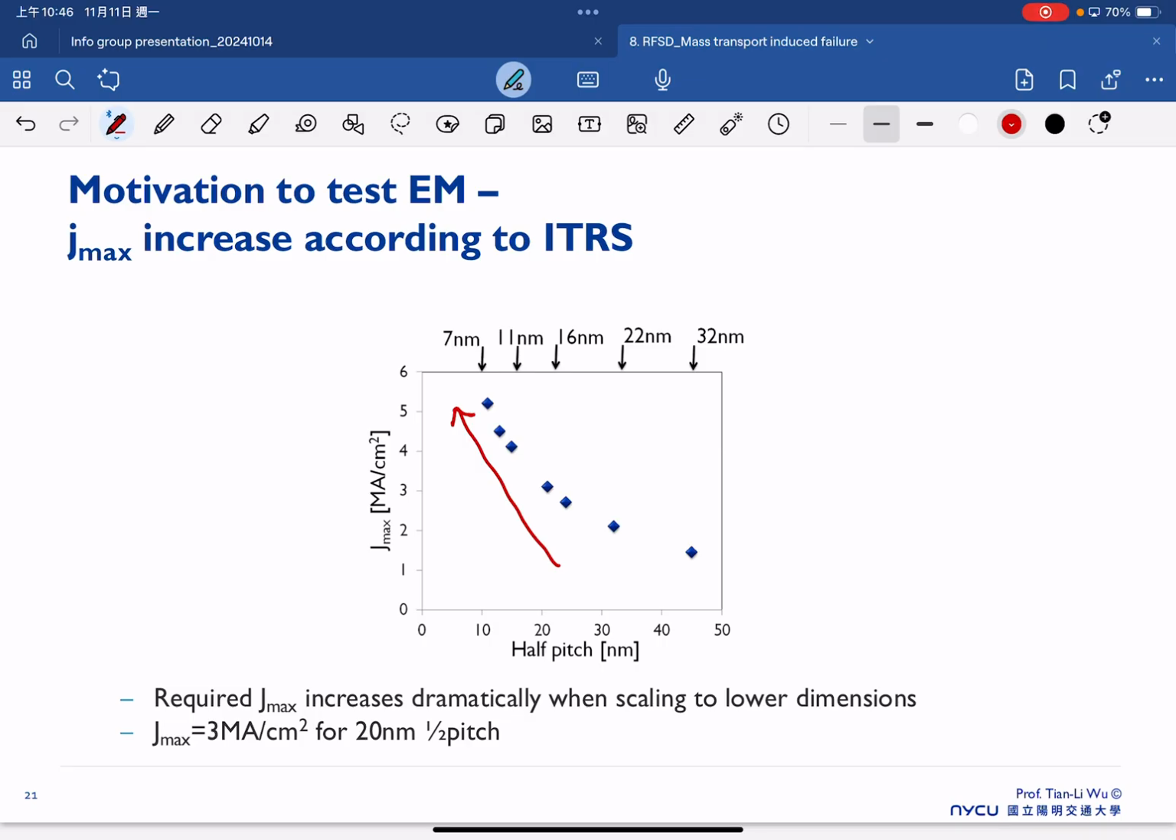So if you look back at the previous equation, when we talked about the issue related to electron migration, you will definitely figure out that the current density is one of the key factors. As long as you have a high current density, you always get a problem with electron migration. And this is what is happening for 7 nanometer, but now we are on the edge of 2 or 3 nanometer, even down to 1 nanometer. So we can foresee the current density is getting crazily increased. So the required Jmax increases dramatically when scaling to the lower dimension.